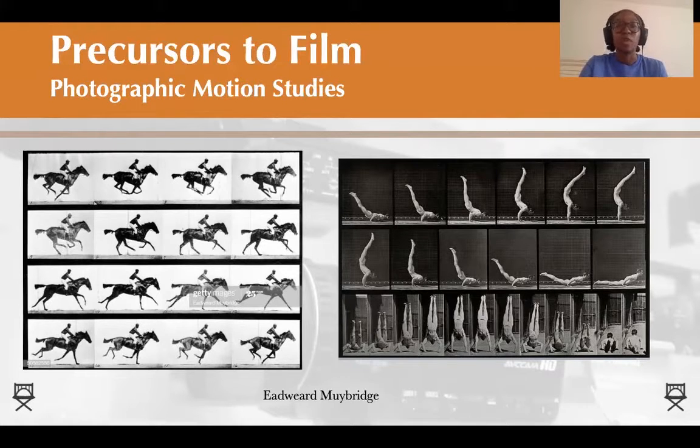And in order to prove that person wrong, Muybridge set up 12 cameras along a horse racing track and had the cameras fire when the horse moved past them, and that produced 12 images of a horse running. And then he was proven right. Horses do lift all feet off the ground when they're galloping.